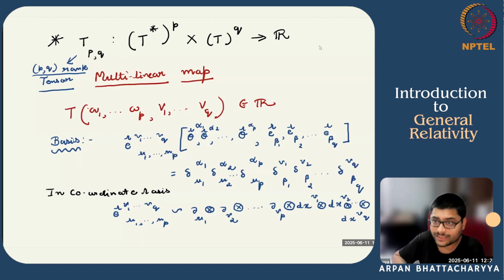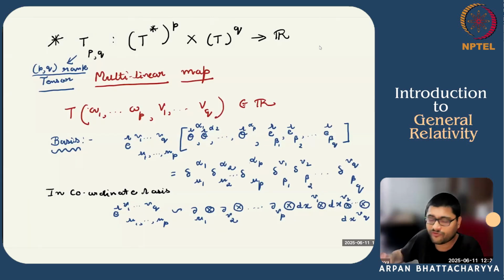So in coordinate basis, using the coordinate transformation law, we can identify the E as a tensor product of these dels, which is del x mu1 and so on, and there are p of them, and then there is a tensor product of these coordinate differentials, there are q of them.